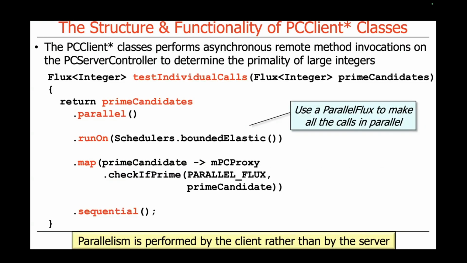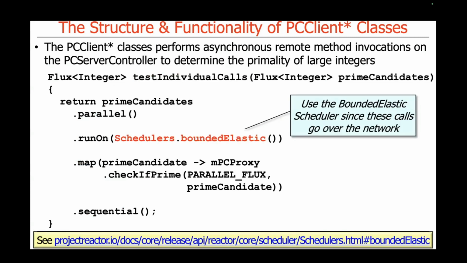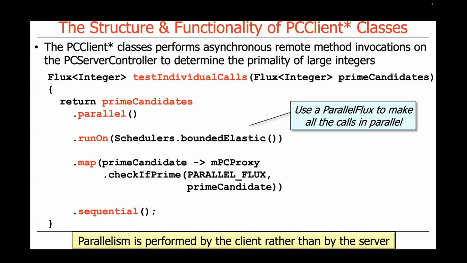Here's what testIndividualCalls does. You can see it uses a ParallelFlux to make all the calls in parallel. It's going to do all the parallelism on the client side, by converting the flux to a ParallelFlux, running on this bounded elastic scheduler we're about to talk about. Then the map method is going to call the checkIfPrime method for each of the prime candidates, using a ParallelFlux to do the actual computation. We do this until we're done, and then we turn everything back to a sequential flux.